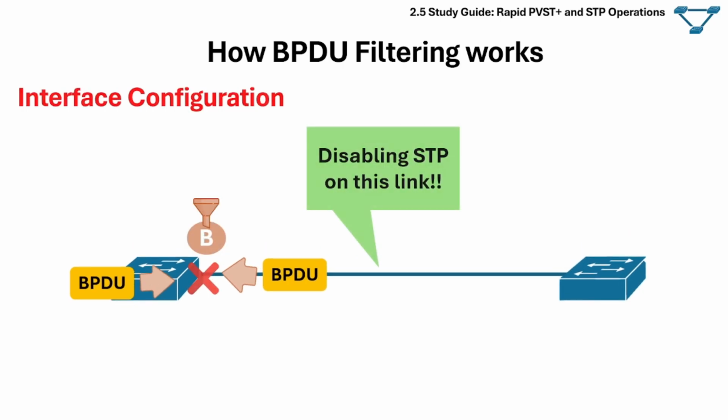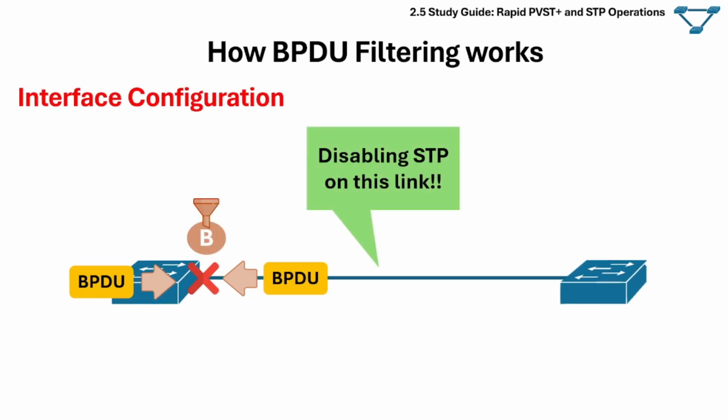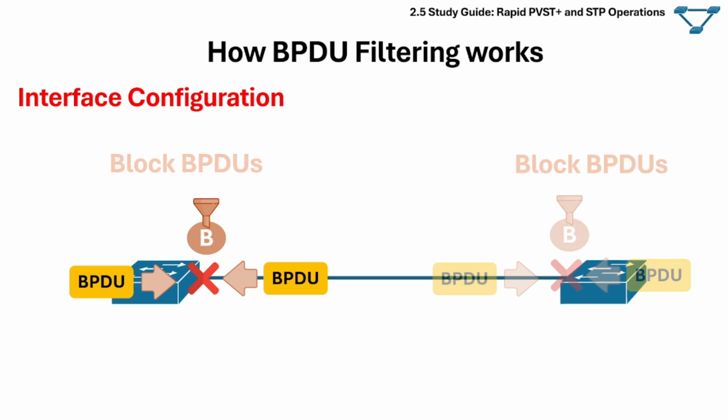For the interface configuration, BPDU filter drops all BPDUs in both directions on a port, effectively turning off STP for that interface. Once configured this way, the port ignores both incoming and outgoing BPDUs.